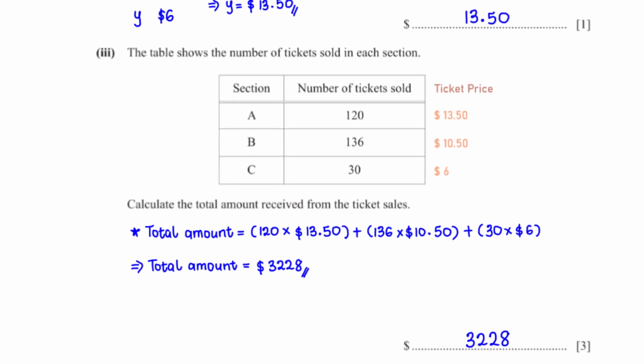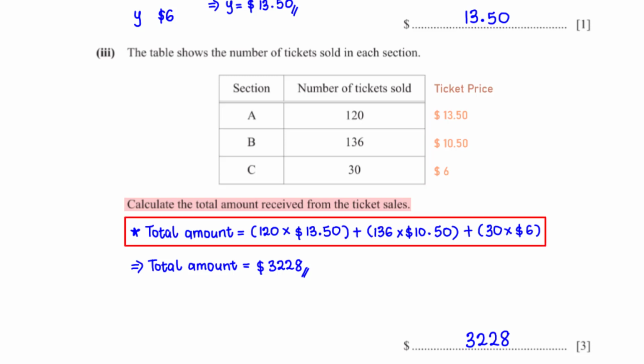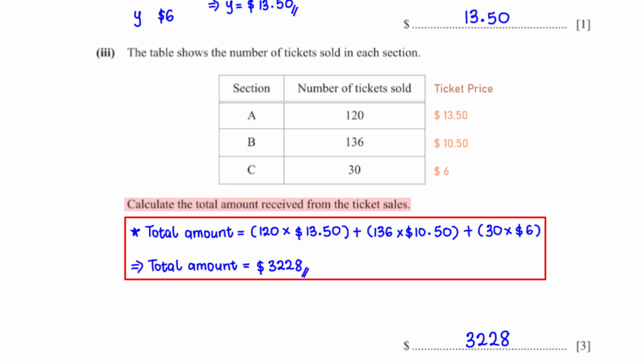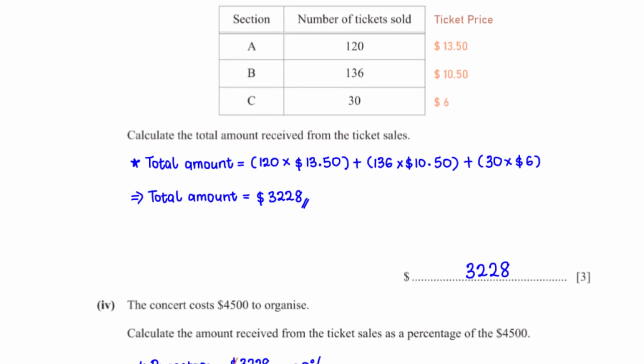The table shows the number of tickets sold in each section. Calculate the total amount received from the ticket sales. From the previous parts of the question, we know the cost of a ticket for each section. And so the total amount received from the ticket sales would be 120 times $13.50 plus 136 times $10.50 plus 30 times $6. When we type this into the calculator, we get $3,228.